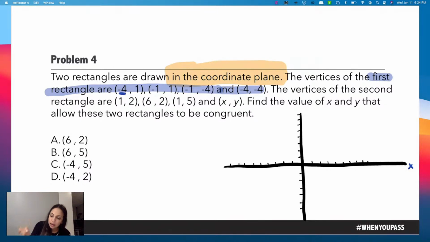So -4 is going to go first. 1, 2, 3, 4, left, up 1. I'm going to go -1, up 1. So there's my other point. I'm going to go -1, down 4. 1, 2, 3, 4. That's right here. And I'm going to go -4, -4. There's my rectangle.